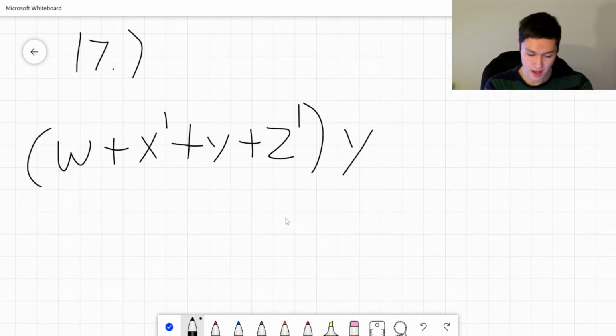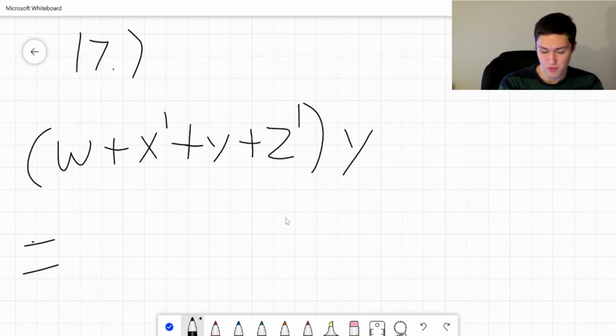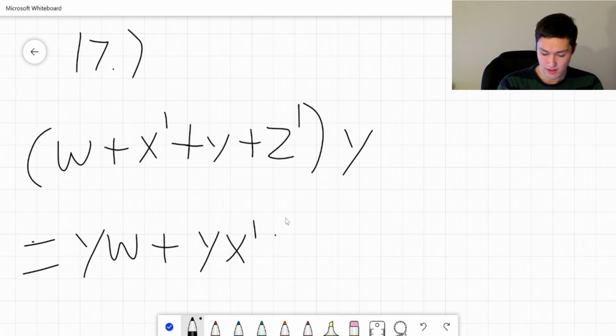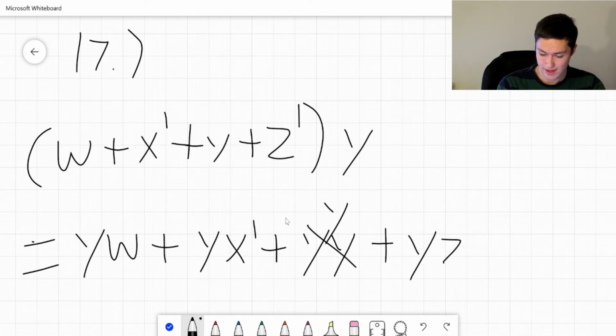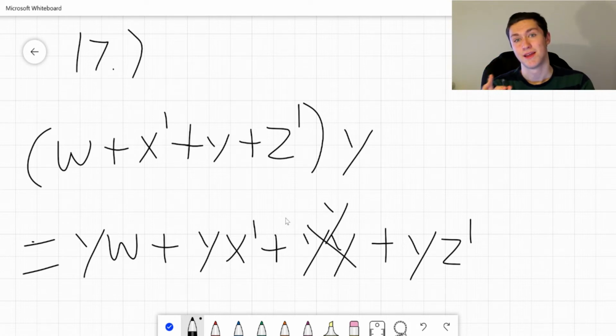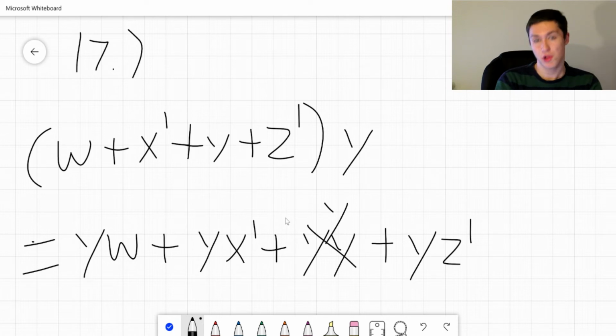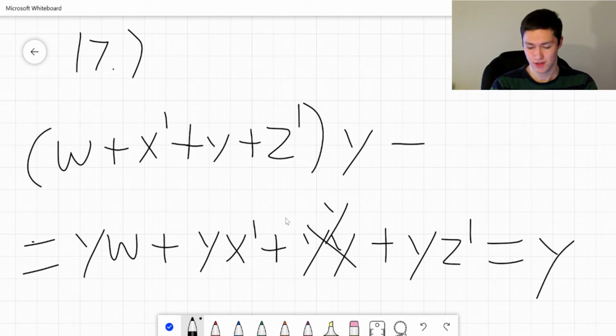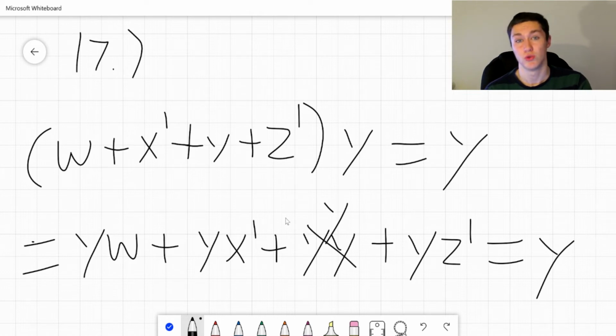Okay, number 17. This problem had a deceptively easy answer. And let me just prove to you what it is. So we have this expression, let's just distribute the y. So yw or yx not or yy, which becomes a y, or yz not. Now all of these have a y in common. That means that for the overall expression to be true, y needs to be true. So this expression is equal to y.